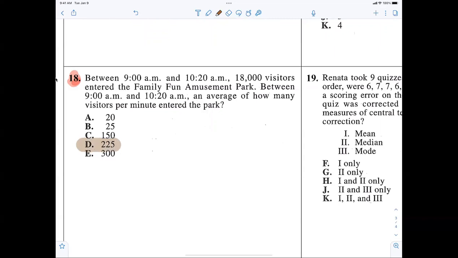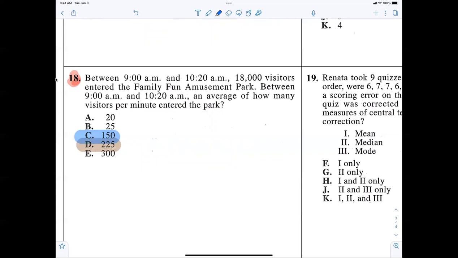225. What did you get? Wow. 150. I like it. Good job, guys. Don't change your answer because Finley said 225. 150. So we're between. Good. 150. Oh, so we got a little disagreement here.